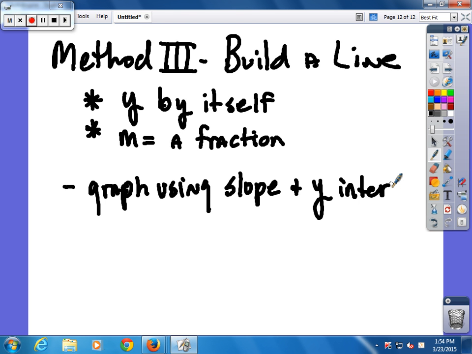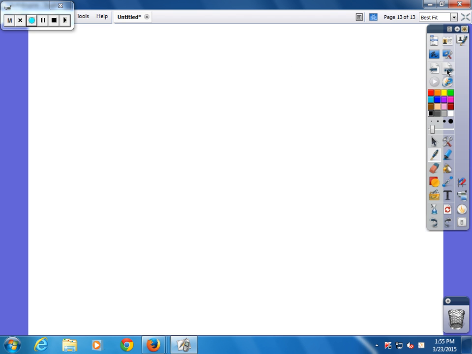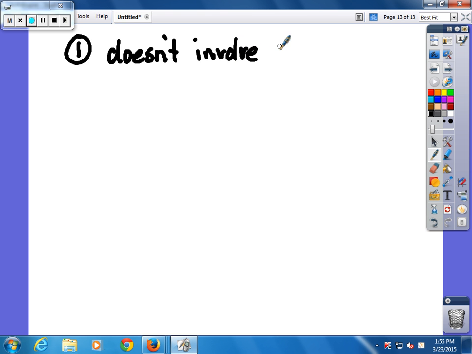All right? Now, people love this method. Does anybody know why? They love this method because it really doesn't involve any calculations. In other words, there's no math. You just have to extract some information, plot the point, and draw the line. There is no calculator, just like we did in the first and the second.